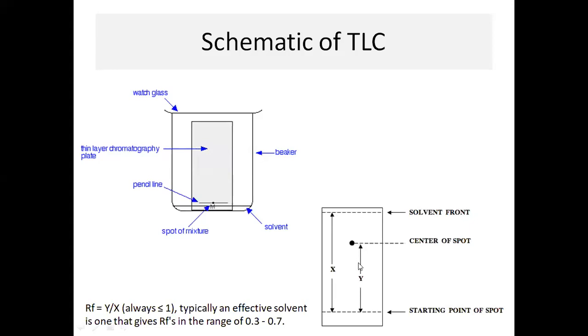And then you can calculate the RF value. The typical RF value is in the range of 0.3 to 0.7.